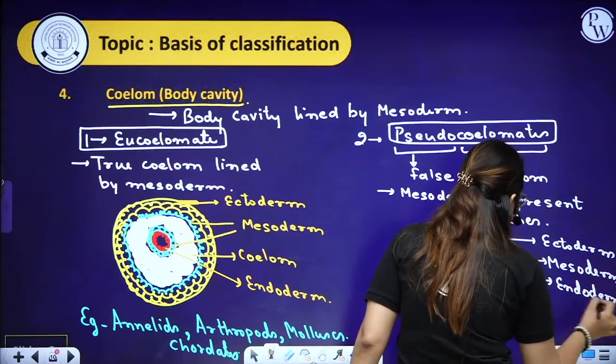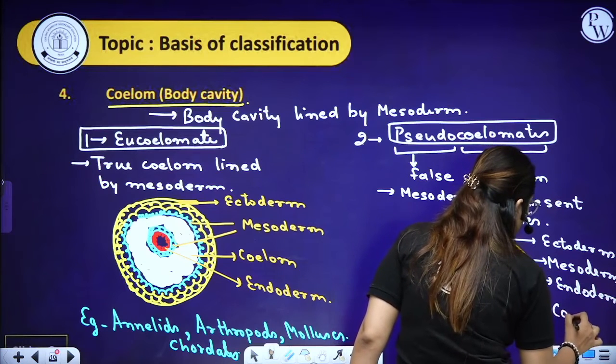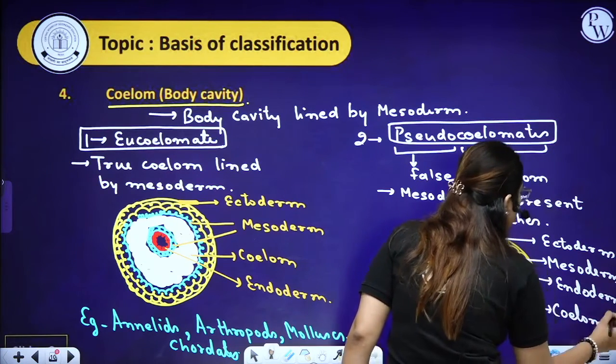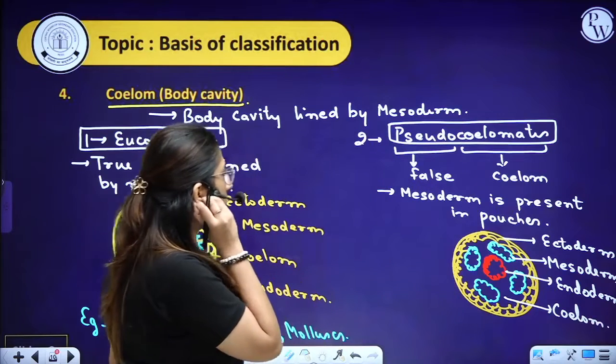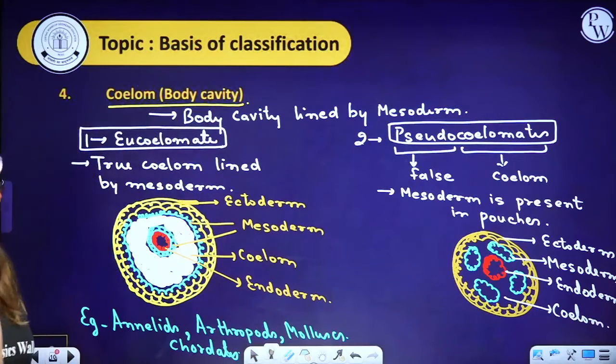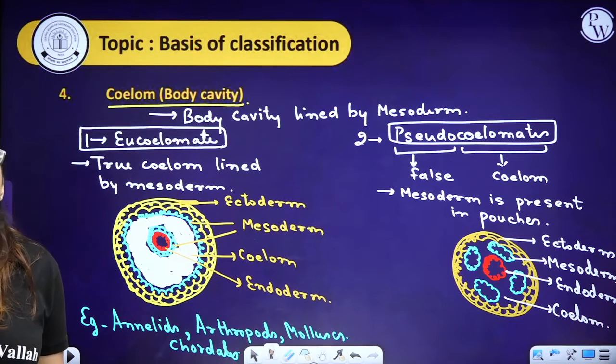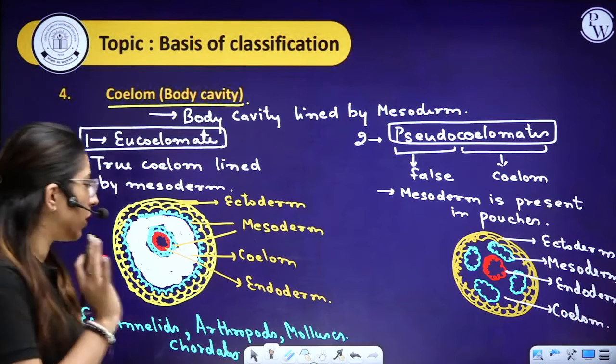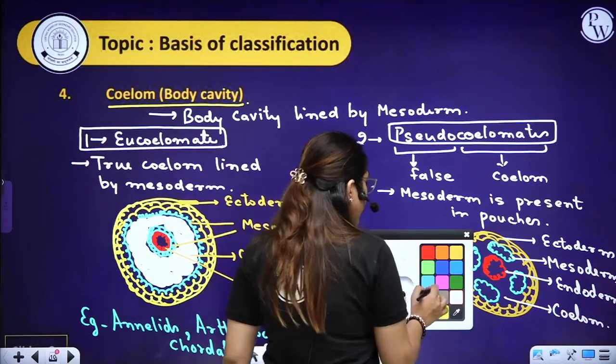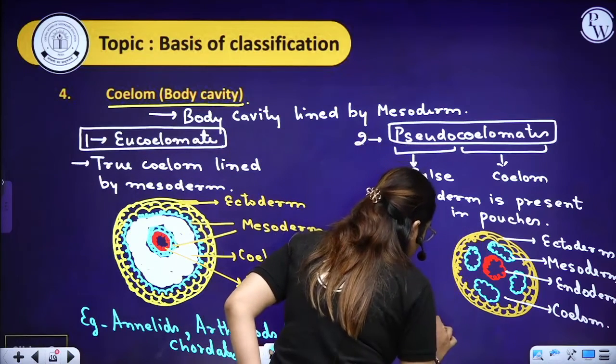Now where is coelom present? Coelom will be present over here. So yes, they too have coelom. Coelom is there, but coelom is not lined by mesoderm. You can see they are not. That means this cavity is not lined by mesoderm. Now in this case, very important example. Many times this has been asked.